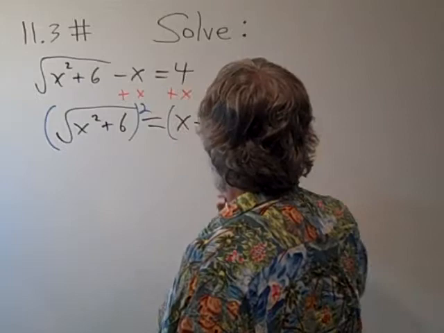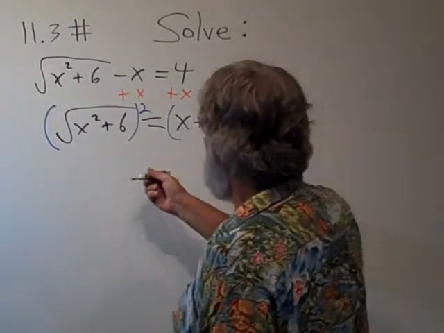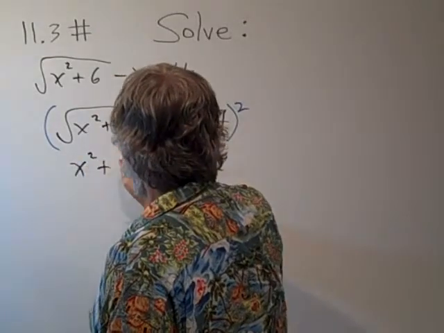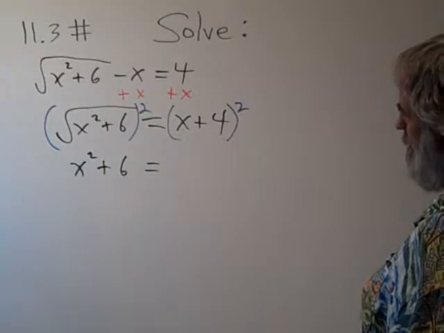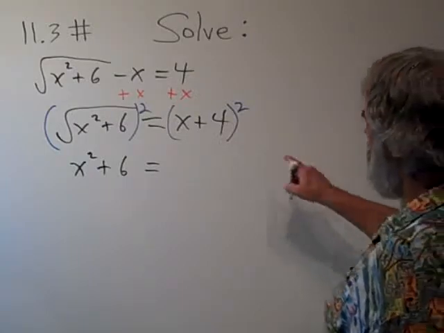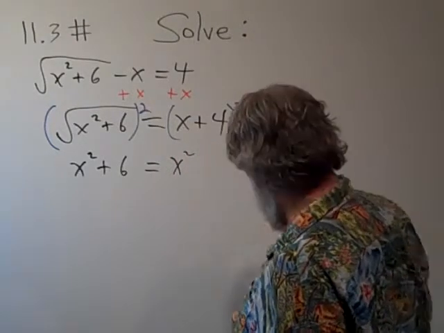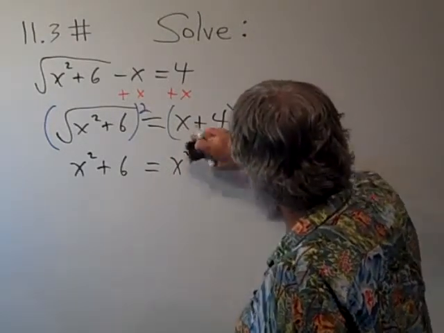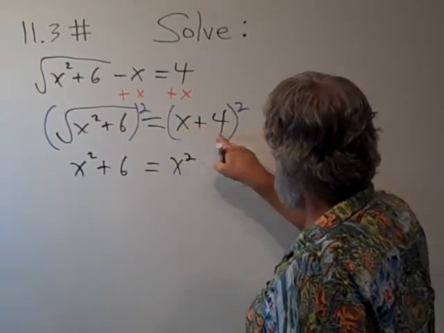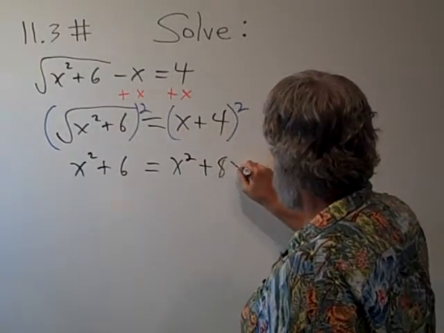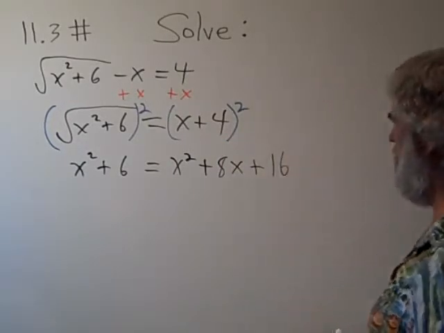Have to square both sides. And on the left we get x squared plus 6. The radicand is freed from its being trapped under that radical symbol. And over here we have x plus 4 squared, so that's x squared plus 2 times 4 times x, 2 times x times 4, which is 2 times 4x, or 8x, plus 4 squared, which is 16.